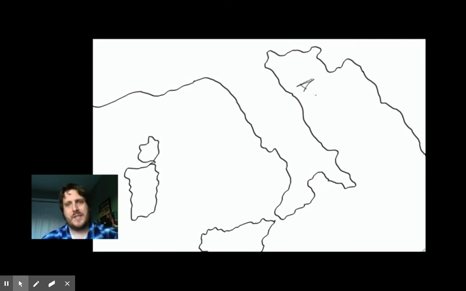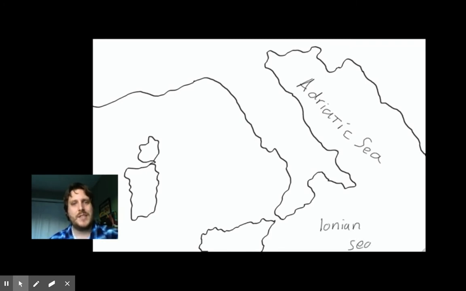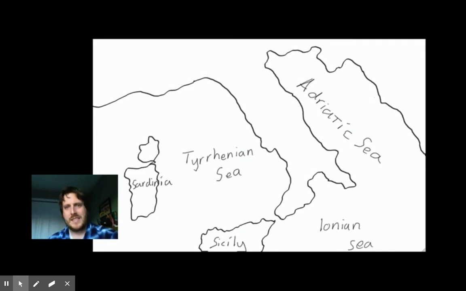To the east of the Italian peninsula, you've got the Adriatic Sea. To the south, you've got the Ionian Sea. And to the west, you've got the Tyrrhenian Sea. Again, the island that the peninsula is kicking is called Sicily, and the island over here is called Sardinia. Now, because this is an area of land almost completely surrounded by water, we know that that is a peninsula. And in fact, this one is called the Italian Peninsula.